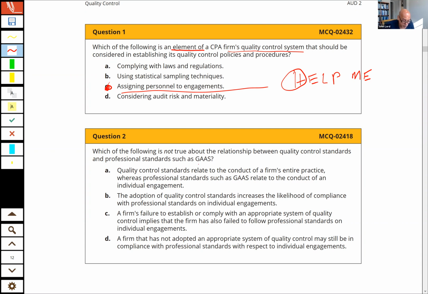Okay, good. Now you look at some of these other things and you say, well, wouldn't we do these things on an audit? And the answer is yes, but it's more what? It's more talking about specific things that you would be doing in the audit itself, as opposed to how you would structure your firm's quality control system. Okay, good. Let's go ahead and let's take a look at this next question.